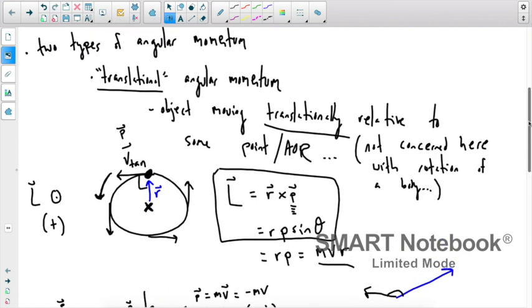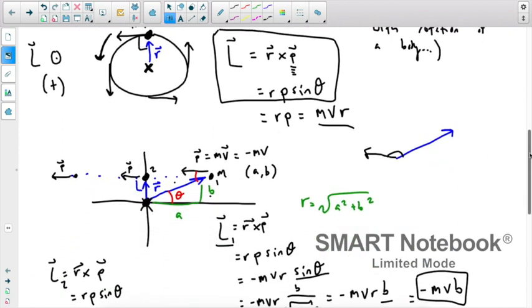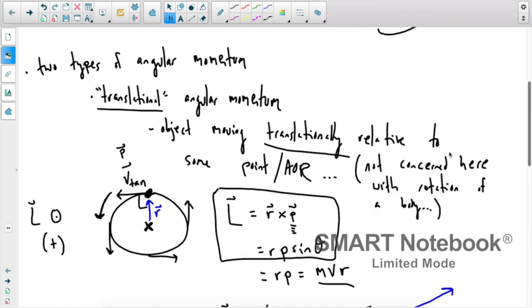Yeah, so please remember that any object, even if it's just moving in a straight line, has this type of angular momentum that we refer to as translational angular momentum. All right, so that is our first type of angular momentum, translational. That is for a point particle where we're not really worried about the fact that it's rotating. It may not even be rotating. It's just moving translationally. It could just be instantaneous translational motion, but it's moving instantaneously, translationally, relative to some fixed point in space. All right.